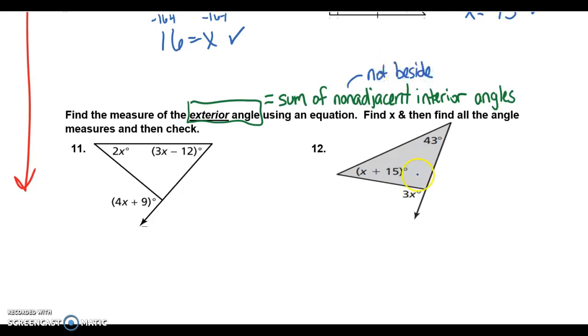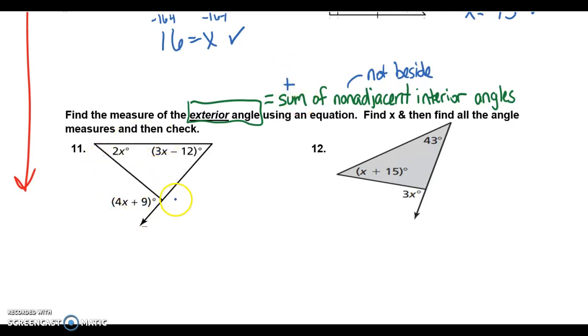Okay, so for instance, these 2 angles are adjacent. They share a leg. They are right beside each other. Okay, this angle out here and this one over here are definitely not adjacent. So exterior equals the sum. You're adding together.